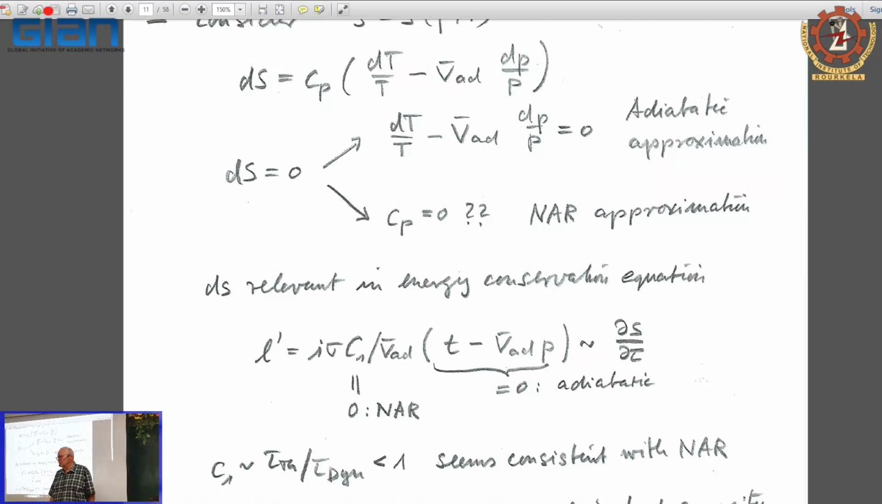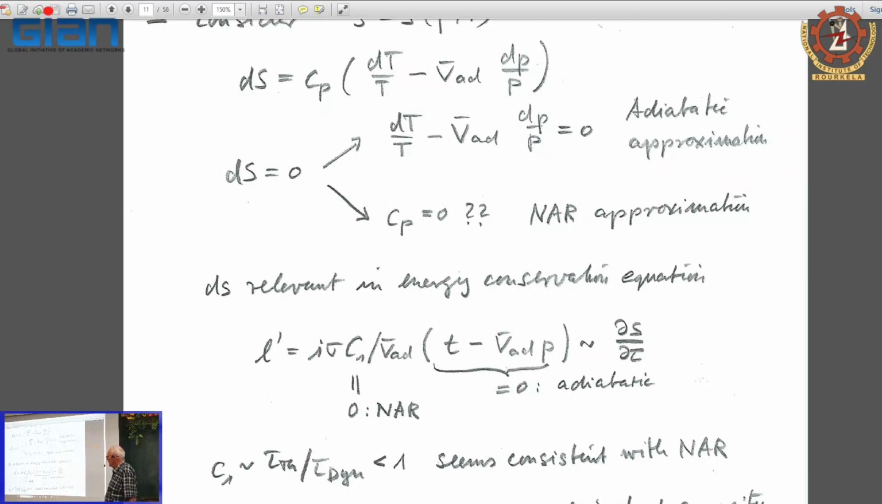So to write down the energy conservation equation for radial perturbations, for instance, L dash, the derivative of the luminosity perturbation, is given by or written as i sigma. This is the remaining of the time derivative of entropy with respect to time, because this term corresponds to the time derivative of the entropy. So this is given by i sigma, denoting the time derivative, times the coefficient C1 over nabla adiabatic times the bracketed term dT minus nabla adiabatic dP.